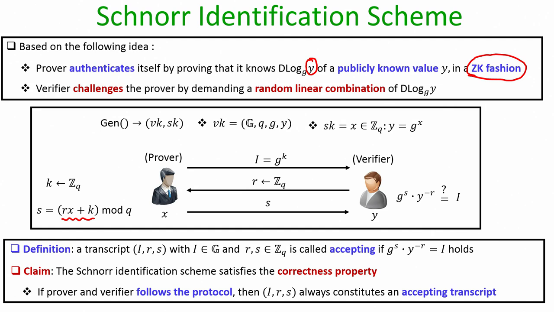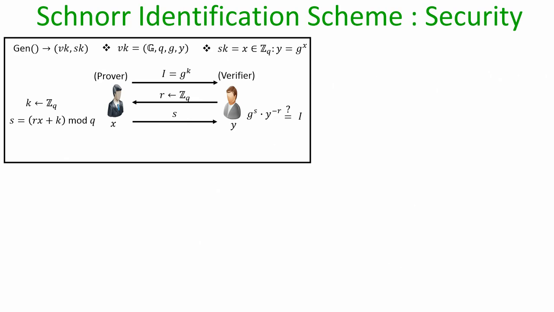And the correctness property of the identification scheme, or of Schnorr, follows from the fact that if indeed prover and verifier are honest and the prover knows the discrete log of y, namely it knows x, then the transcript generated by running an instance of the Schnorr identification scheme will indeed be an accepting transcript. So, the verification at the verifier's end will be successful. So, that proves the correctness property trivially.